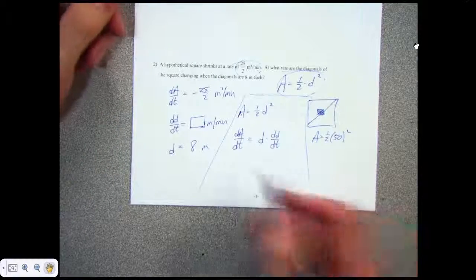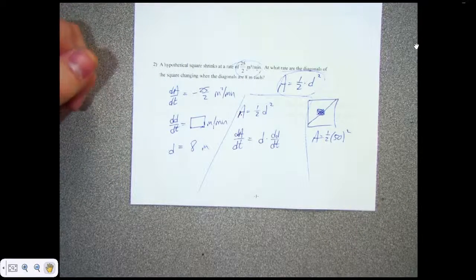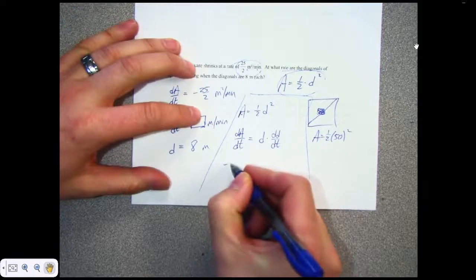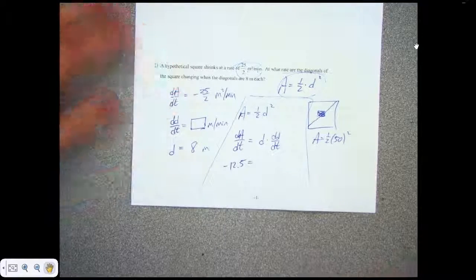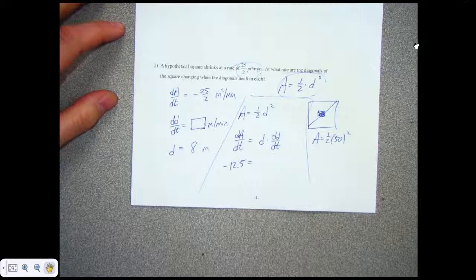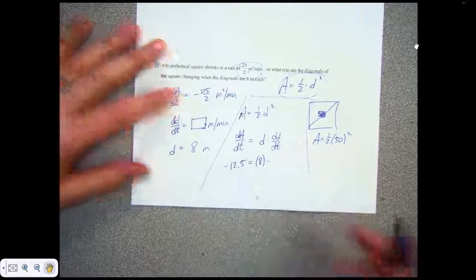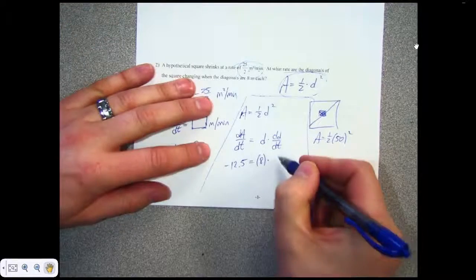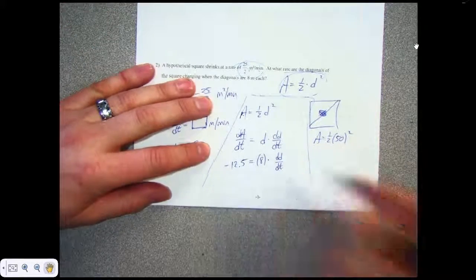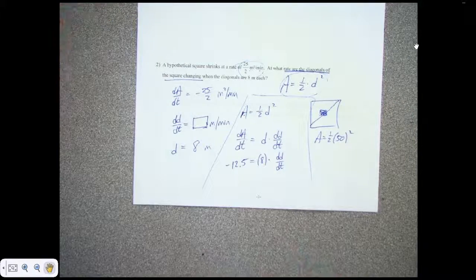Okay. So what is dA dt? We can actually put numbers in. Negative 12, let's put negative 12.5. What is D? What is dD dt? I don't know. That's what we're trying to find. How do I know I'm trying to find that? At what rate are the diagonals changing? That's what I'm looking for.